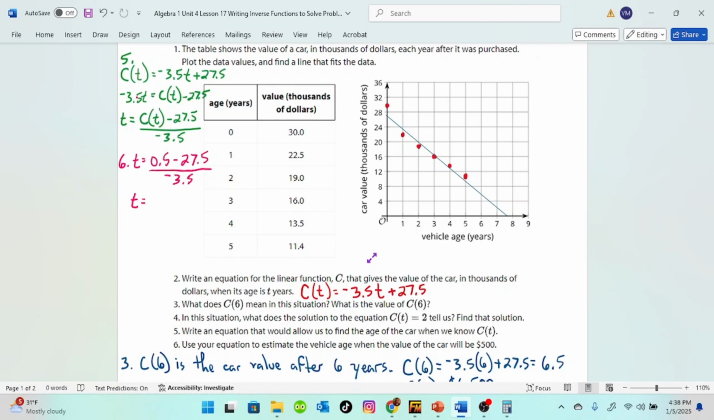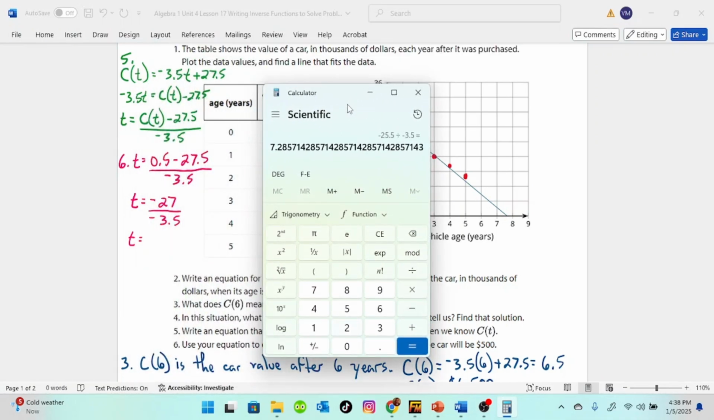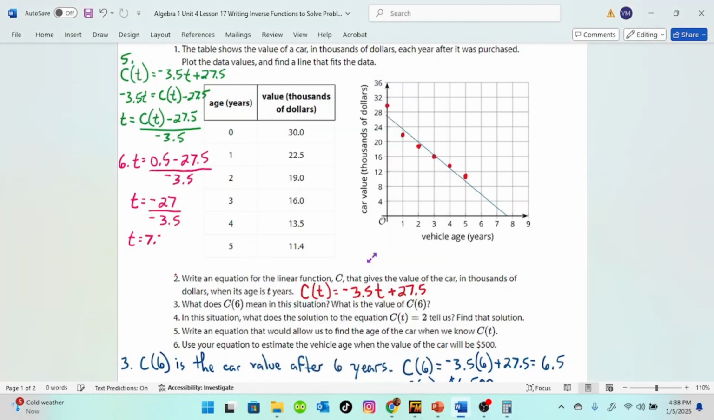0.5 minus 27.5 would be negative 27. And negative 27 divided by negative 3.5 is approximately 7.7. And we're measuring the vehicle age in years, so that's 7.7 years.